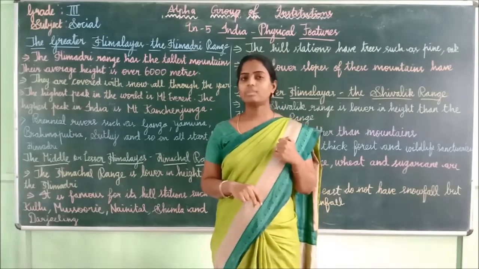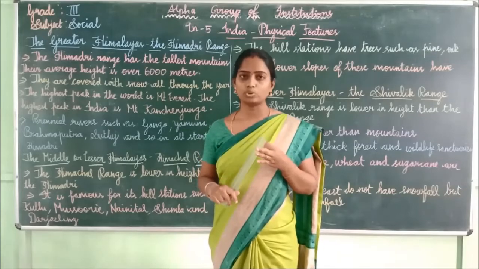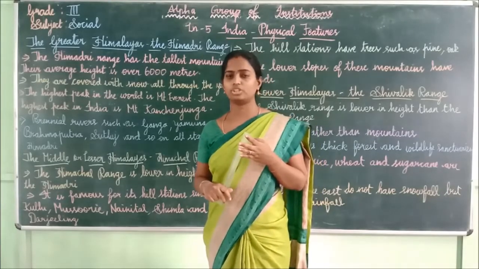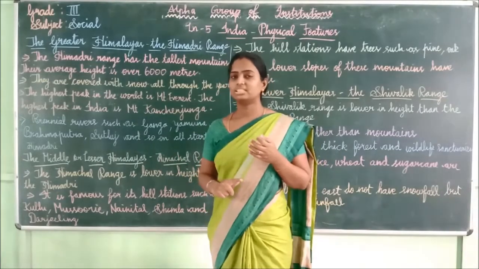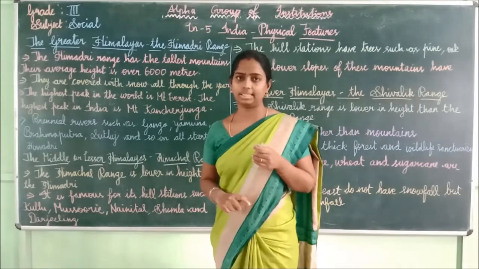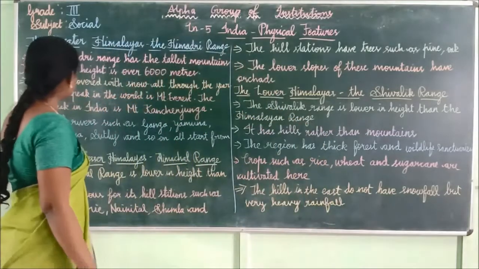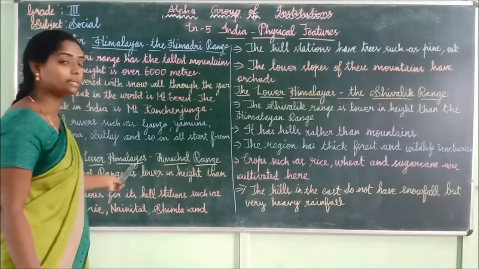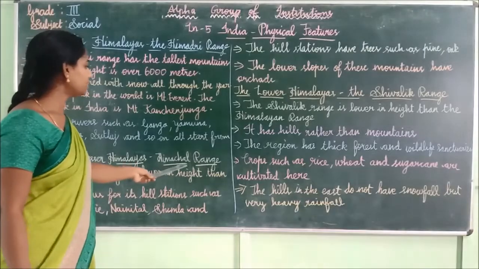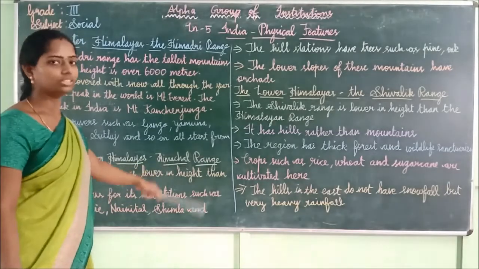And what about the rivers? They said Ganga, Yamuna, Brahmaputra. There are so many rivers, but they said only 4 such rivers here, which start from Himadri. Next one we are going to discuss is the middle or lesser Himalayas. So it is the Himachal range. I said you right, the middle one is the Himachal range.